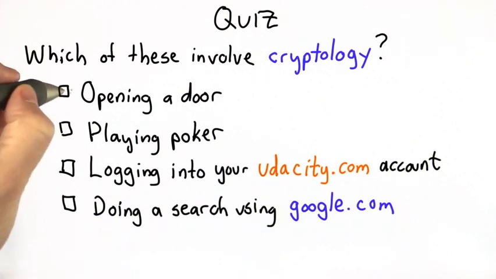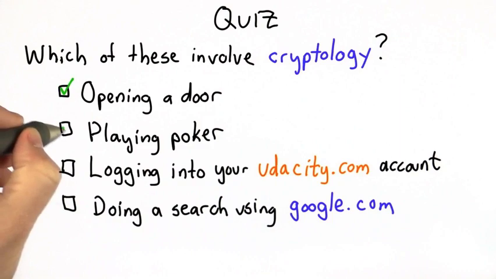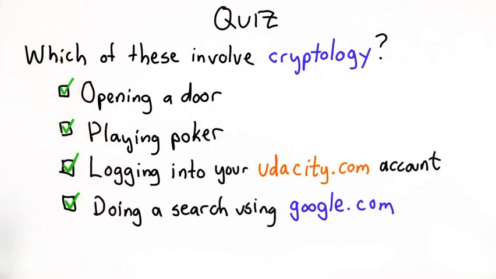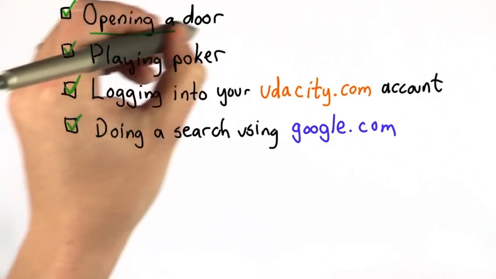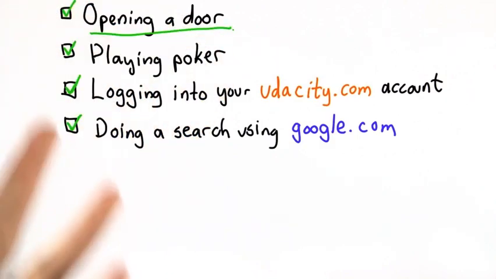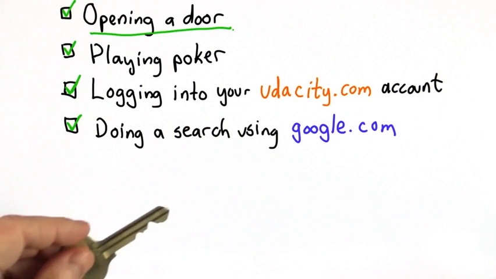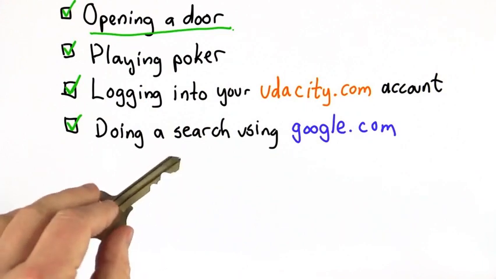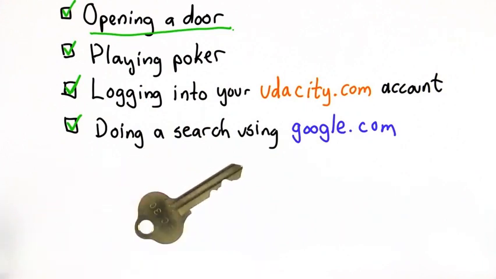The answer is all of these involve cryptography. And the reason for that is they all involve secrets. Let's go through each in turn. So the first is opening a door with a mechanical key. What's the secret there? Well, let's look at a key. So the secret is actually the shape of the key.